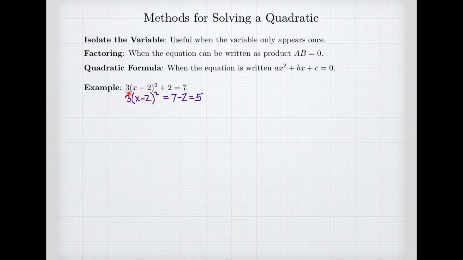Once we subtract 2 and have 5 on the right hand side now, the last operation on the left, what do we have? We have multiply by 3 and a power. So powers occur before multiplication in the order of operations. So times 3 is the last operation. Its inverse step is to divide by 3.